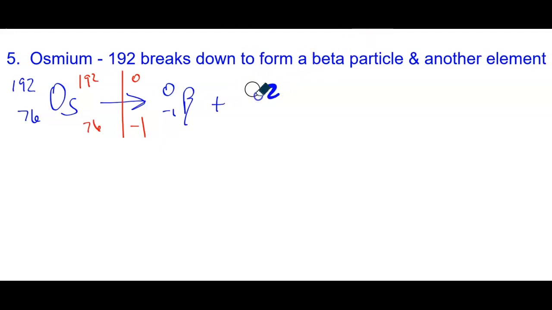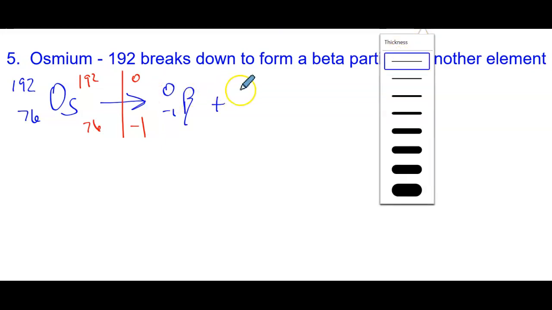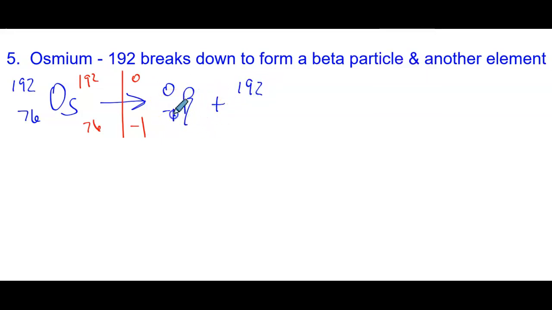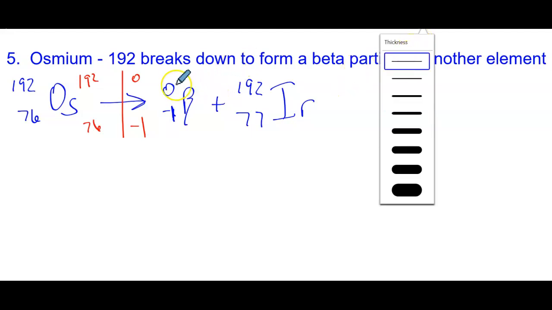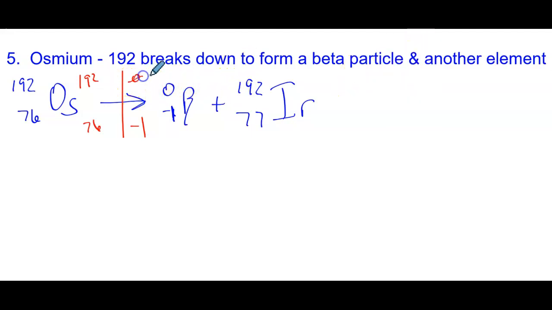Let me go ahead and get that to a thinner pen. My handwriting is bad enough without the thickness. Okay, so I have 0, so 192, and I have a -1, so what plus -1 gets me to 76? 77, and that's IR. So double checking my math. We get 0 plus 192 on this side goes to 192, 77 plus -1 gets me to 76, and we know this is done correctly because our top number totals equal each other on the left and the right, and our bottom number totals equal each other on the left and the right.